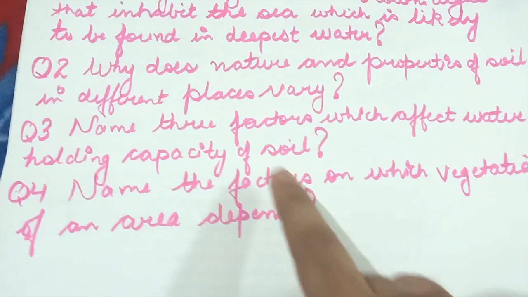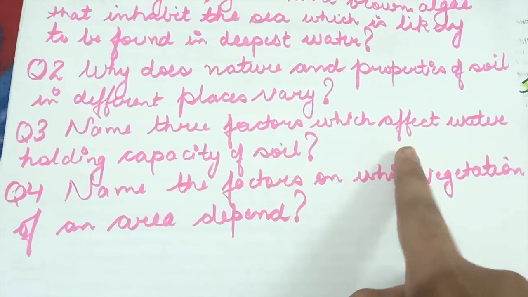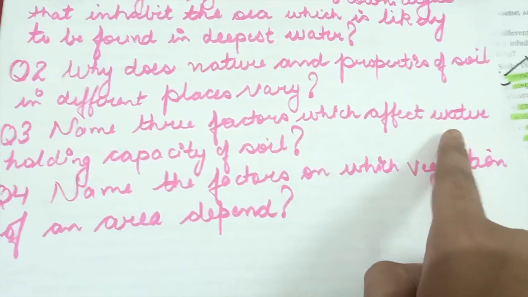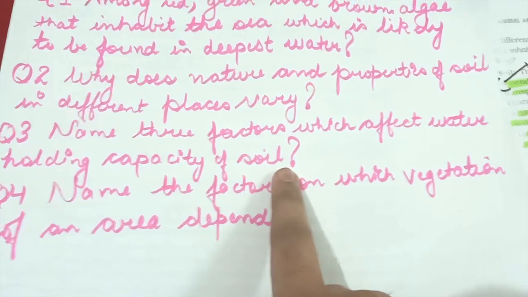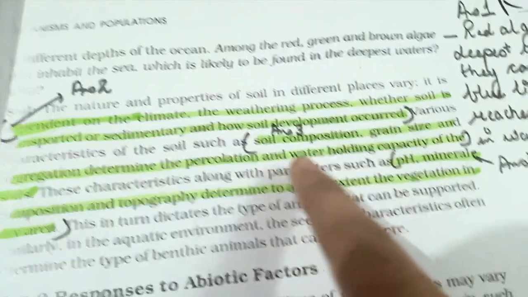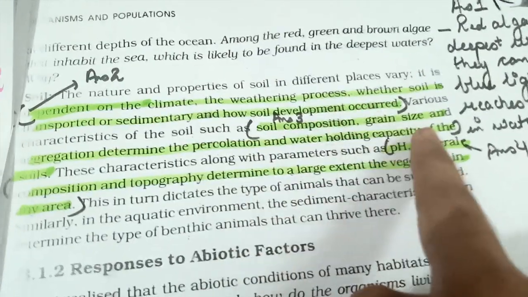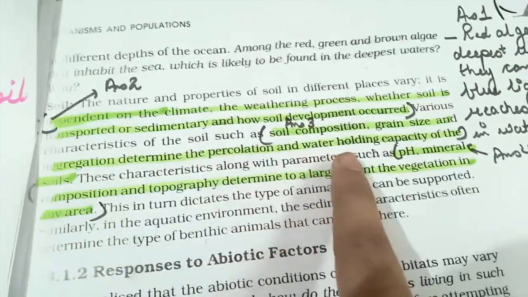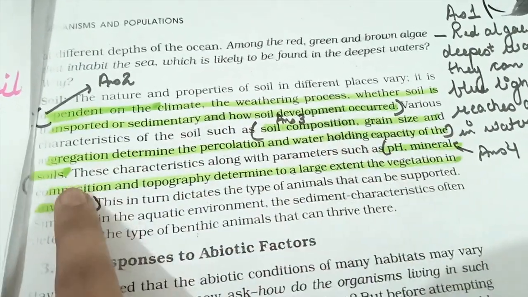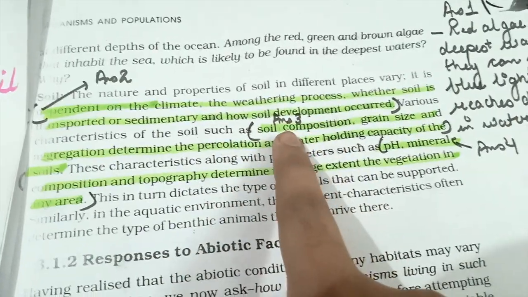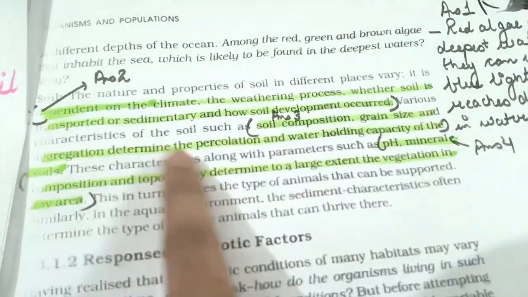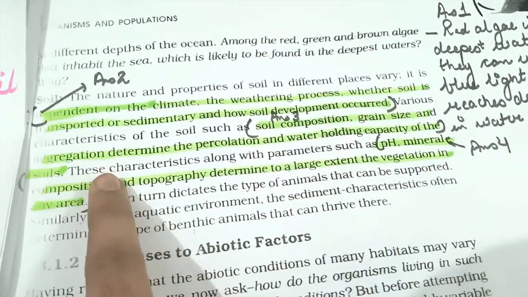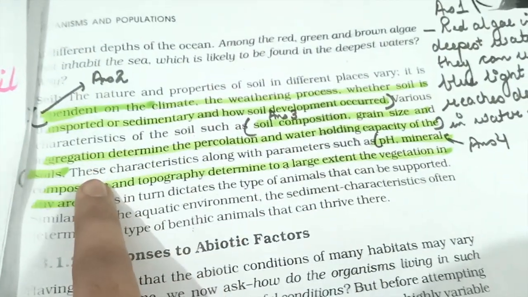The next question is, name three factors which affect water holding capacity of soil. On what factors the water holding capacity of soil depends? The water holding capacity of the soil depends on soil composition, grain size, and aggregation. This determines the water holding capacity of the soil. See, it is written, soil composition, grain size, and aggregation determine the percolation and water holding capacity of the soil. So these are very important questions.